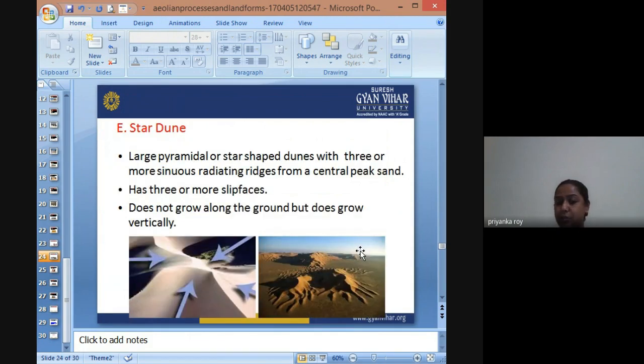Again, star dune. Star dune has multiple facets, just like in the previous picture. This one happens when the wind direction is depositing material from all the surrounding areas.